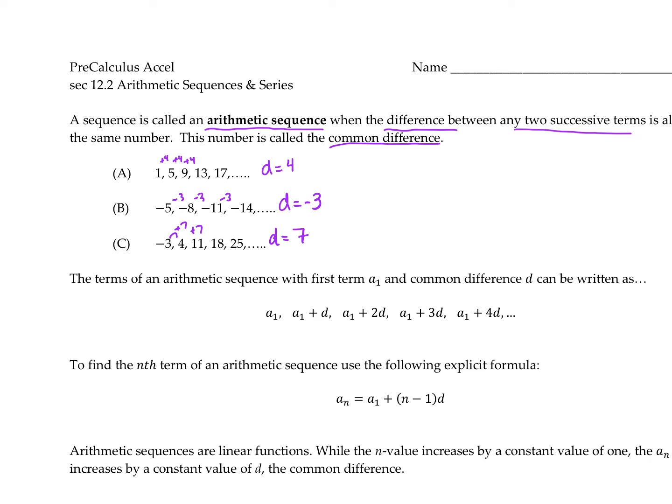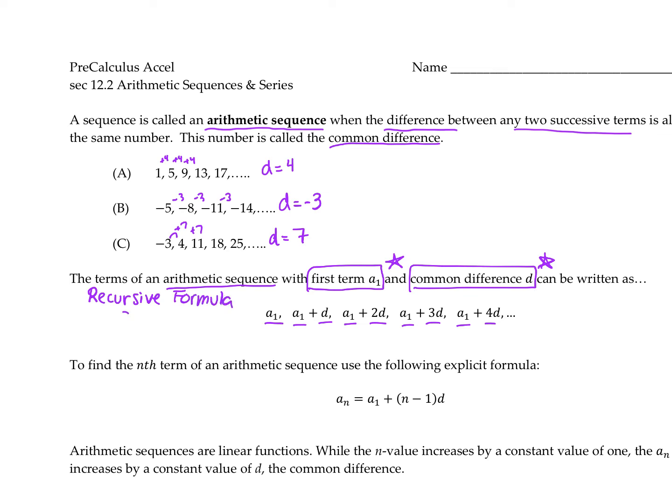So the terms of an arithmetic sequence with a first term of A1 and a common difference of D will be written like this: A1 plus D, A1 plus 2D, A1 plus 3D. And so this would also look like our recursive formula. And so our recursive formula would be, we always list what A1 is, and then our An is going to equal the previous term, which is An minus 1 plus D.